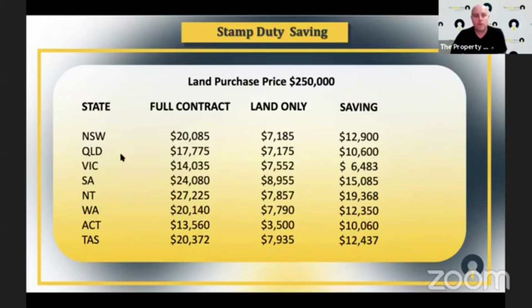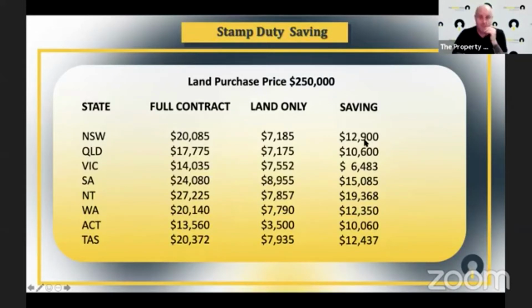So if you did the full contract here, say, for example, in New South Wales, $20,000 would be your stamp duty. If you bought the land at $250,000 first and then did construction, you would only pay $7,000 for stamp duty. So you're actually saving $12,900.